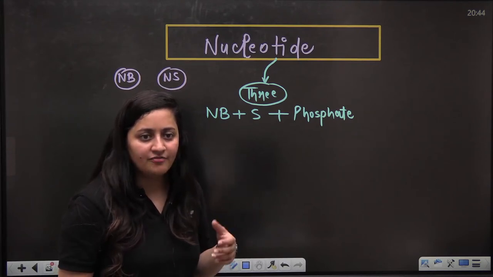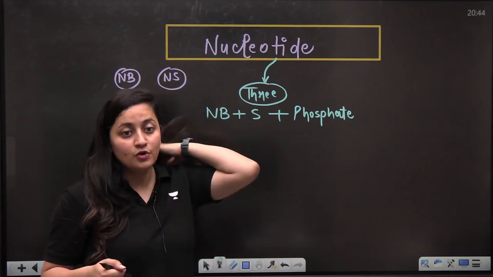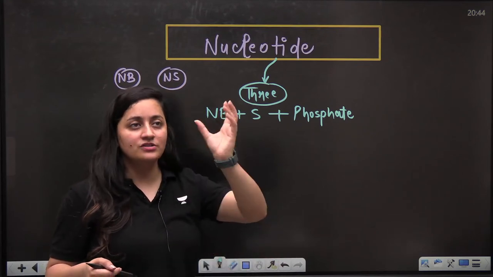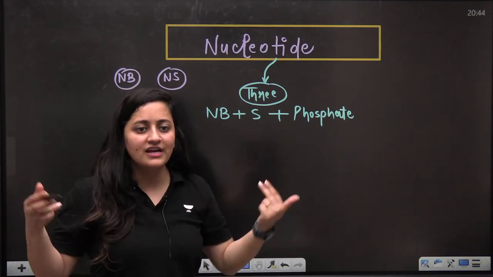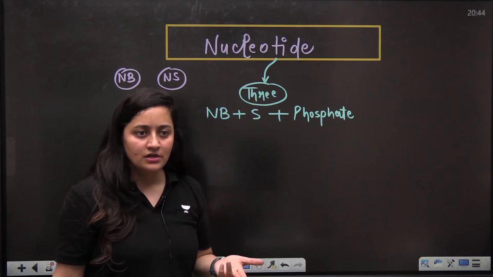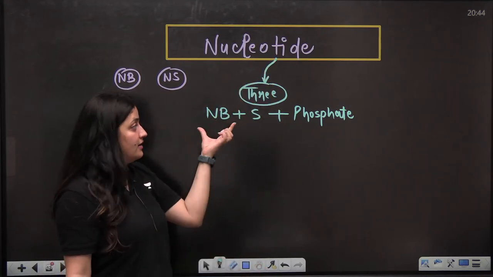I remember it from HSP sir's explanation. Furanose is the shape of that ring. Furan, furanose: one oxygen, four carbons are there. That ring basically, the glucose that you draw, that is pyranose. So, nucleotide: T means three. Three things are there.